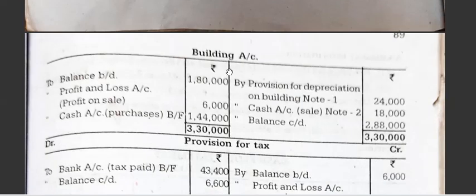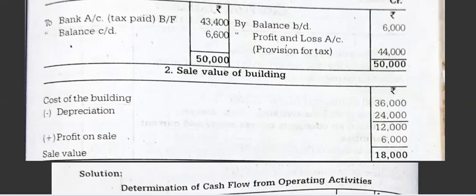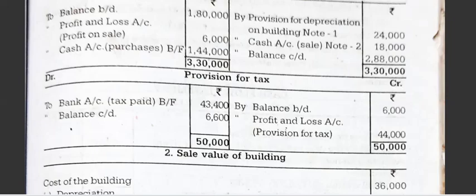Next is the building account. Now in the building account, we write the opening balance and closing balance on the asset side. Then there is the sale of a building. Now what is the sale price? It's not given. We know the cost price, the profit and the depreciation. Now we have to find out the sale price. Cost of the building 36,000 less depreciation 24,000. What is the remaining? 12,000 plus a profit on the sale of 6,000. So 12 plus 6, 18. So 18,000 is the selling price. Selling price calculated, it is 18,000.